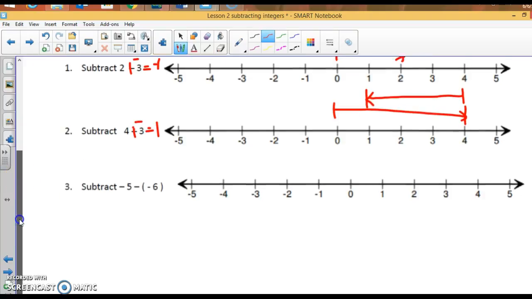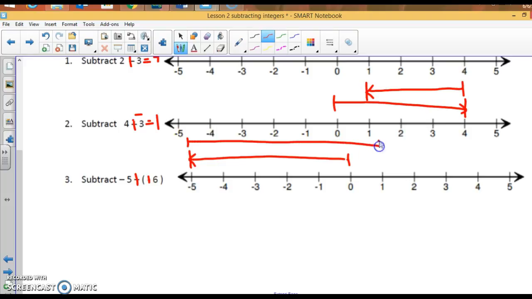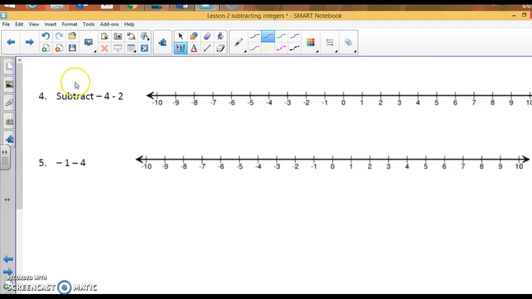Change this to add the opposite. Do not touch the first number. Change that to adding. What's the opposite of negative 6? Positive 6. That's our 2 marks. So, negative 5 plus 6. So, start at 0, go to the left to negative 5, and then add 6. So, I go back to the right 6 units, and I end up at 1.